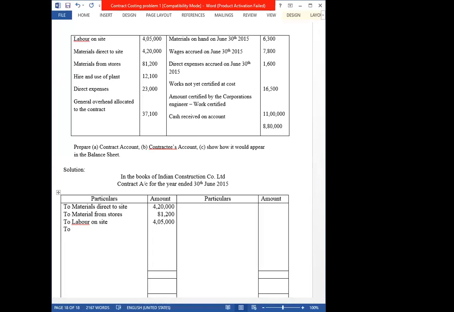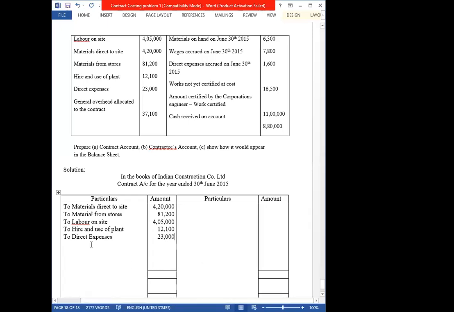So in this problem, they have not purchased the plant, they are just taking it on hire, because maybe this is short term or the plant may not be required for more. So they have taken hire. Hire and use of plant. Both they have taken. You need not calculate any opening or closing balance, directly it is given. Next is direct expenses. Direct expenses are given as 23,000.